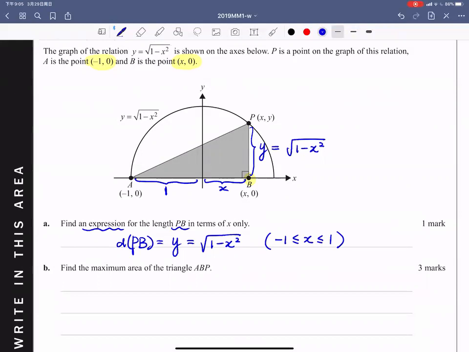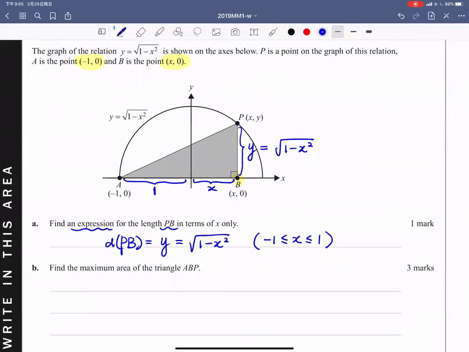And I want to find the maximum area of the triangle ABP. So, what's this nice looking curve here? It's actually a half unit circle, guys. It's a half unit circle. What does that mean?